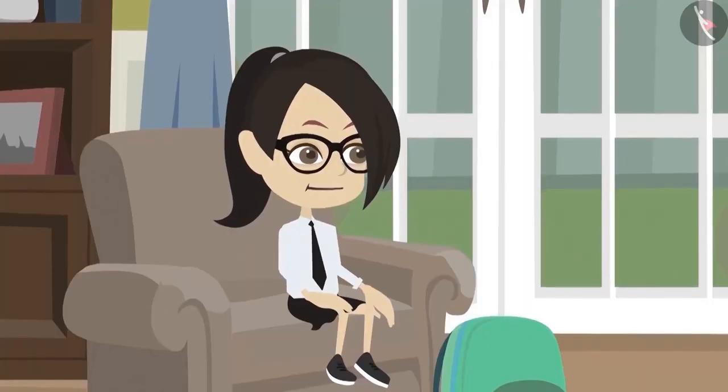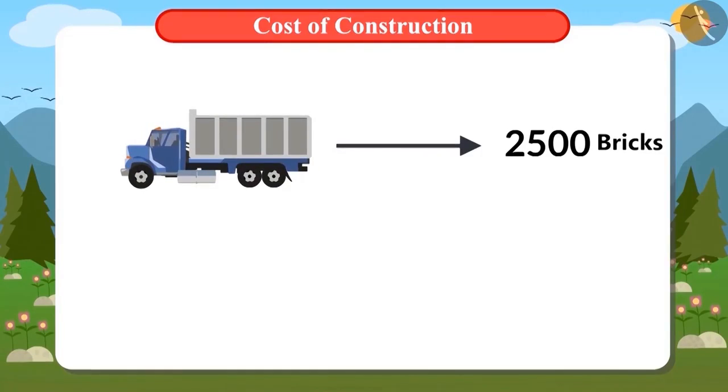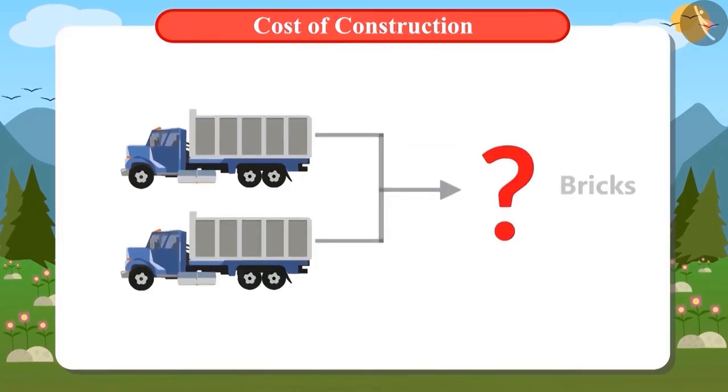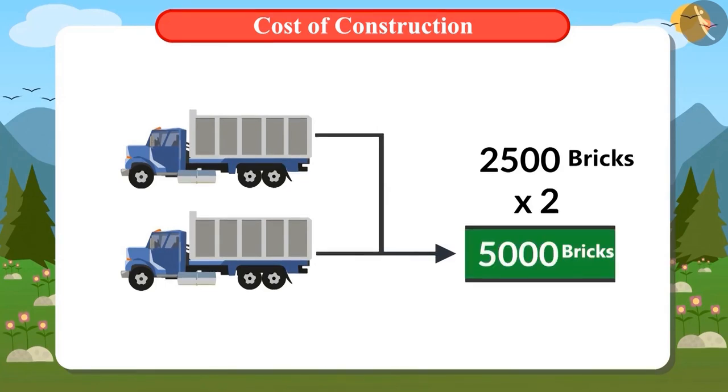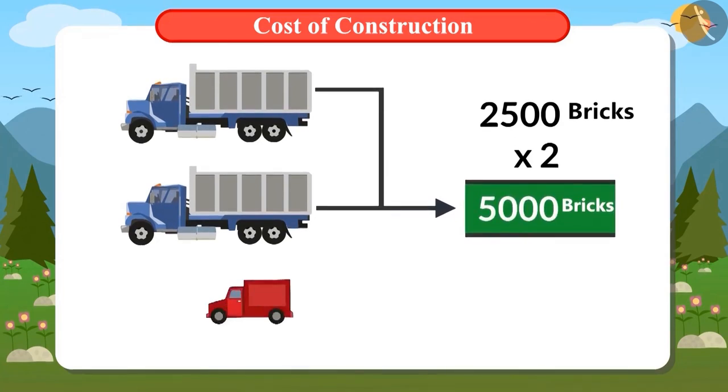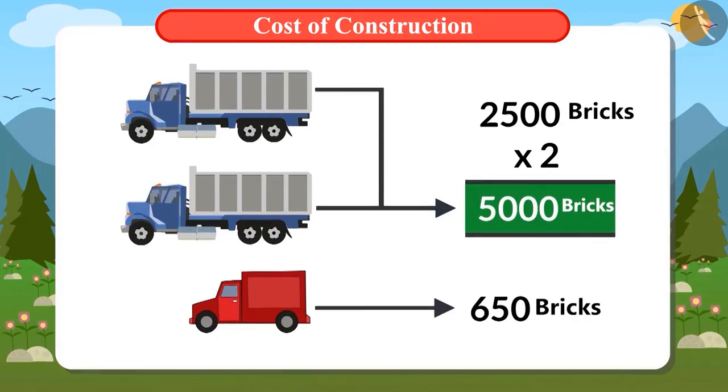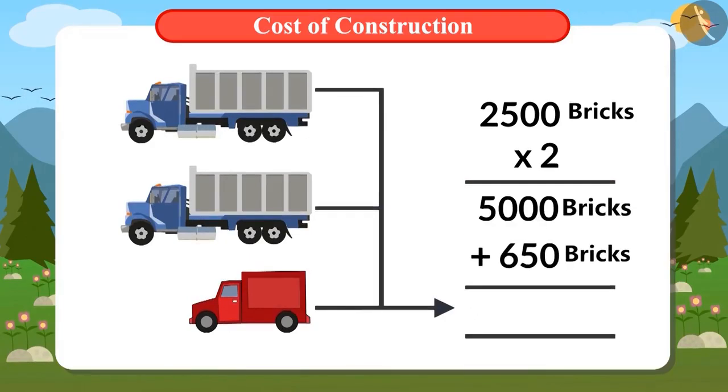Okay, Mummy, I will calculate. 2,500 bricks come in a big truck. So to find out how many bricks will come in 2 trucks, multiply 2,500 by 2. This means that 2 big trucks will bring a total of 5,000 bricks. 650 bricks come in a small truck.